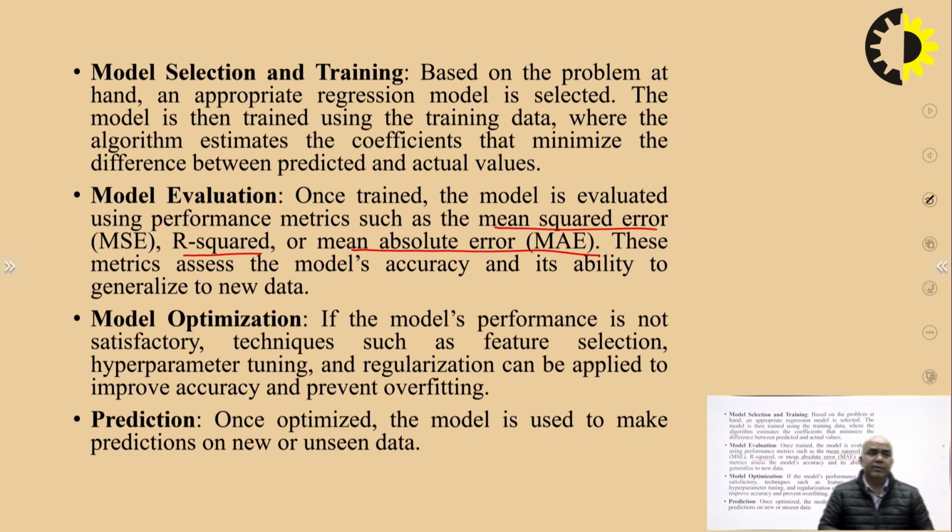After that, we perform the model optimization. If the model performance is not satisfactory, then we perform model optimization. Otherwise, we don't. Then, after the model has been trained and tested, we predict the outcomes. That has to be done on new or unseen data.